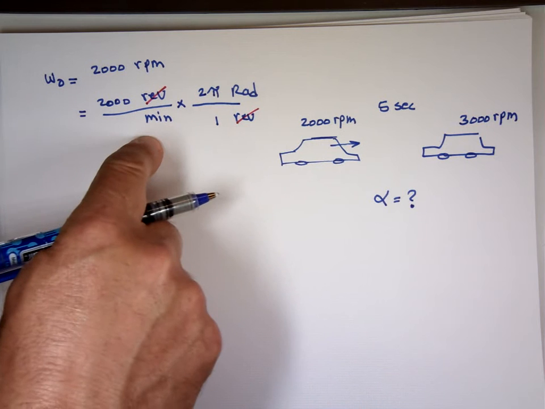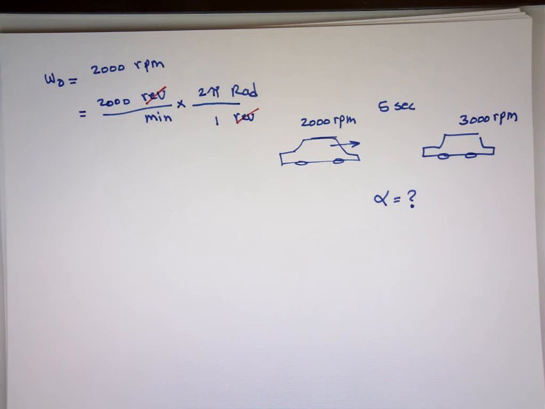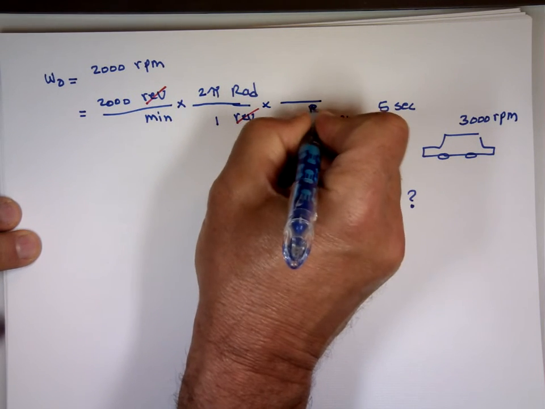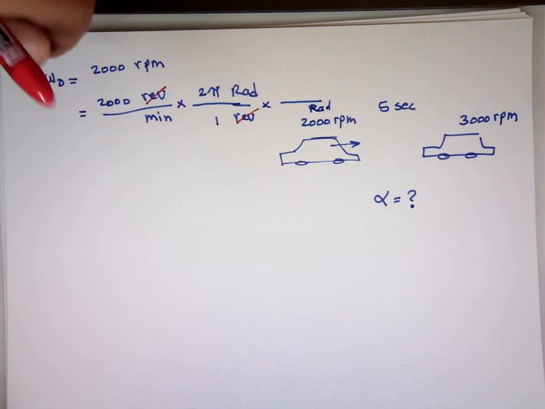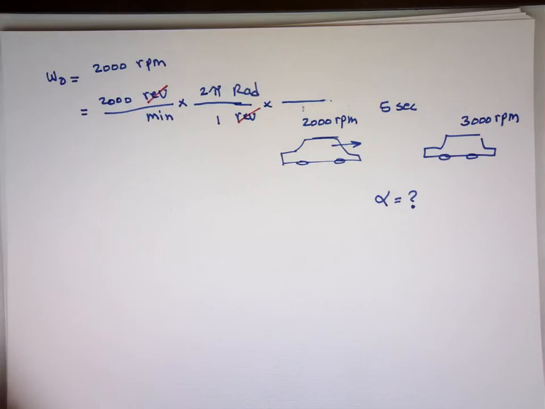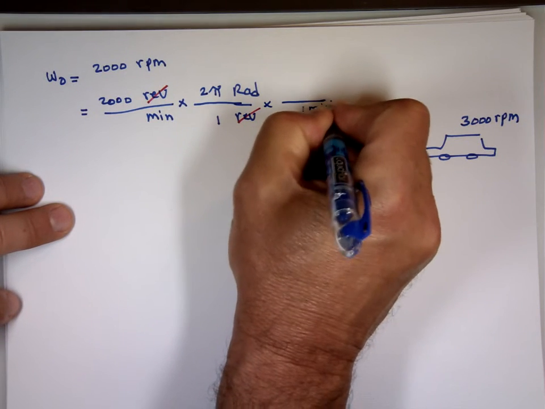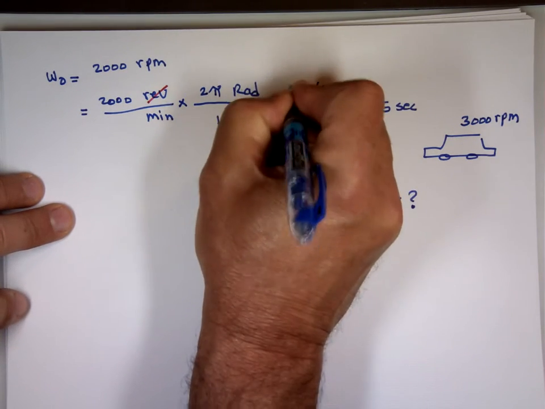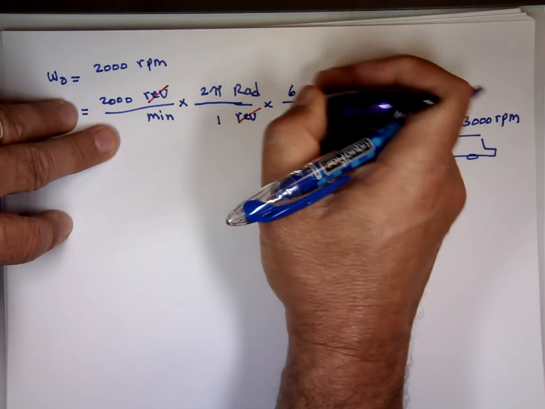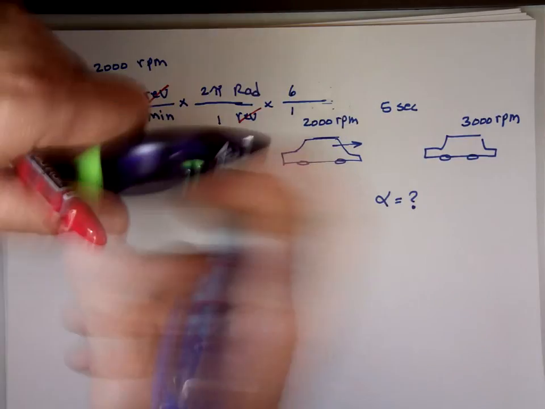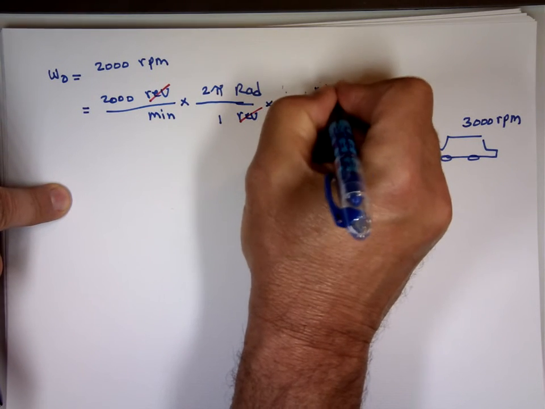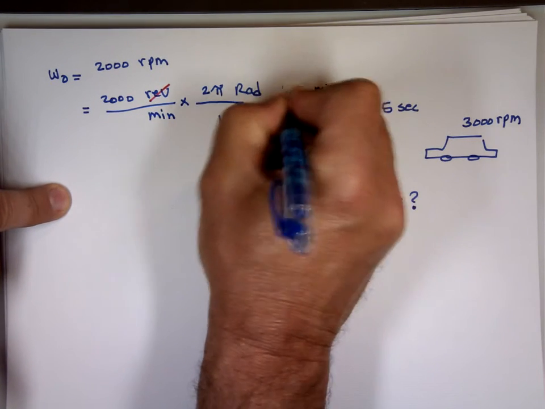I want omega to be in radians per what? Second. So I'm going to multiply by something with minutes on the top to cancel minutes on the bottom, and seconds on the bottom. Oh, I put them backward. I want minutes on the top to cancel the minutes on the bottom. One minute has how many seconds? 60.